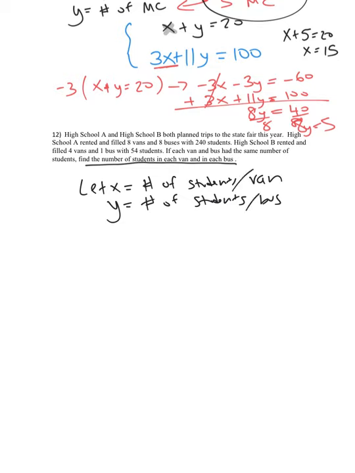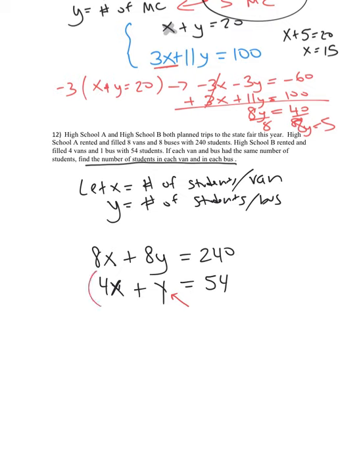Per van, per bus. So I have high school A, 8 vans, 8x, plus 8 buses, 8y, equals 240. And then I have high school B, 4 vans, 4x, plus 1 bus, 1y, or just y, equals 54 students. Now this one is set up really nicely for either substitution or elimination. You could isolate y because it has a coefficient of 1 and substitute, or you could do elimination. You could multiply by -2 and get those to cancel. All right, so I'm going to do that since I wrote that down here.